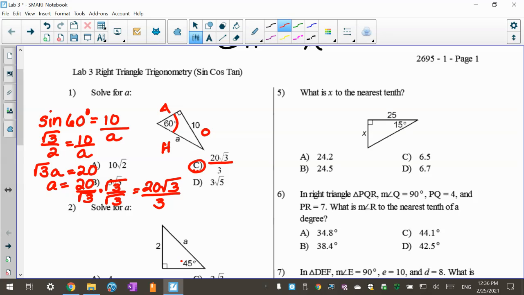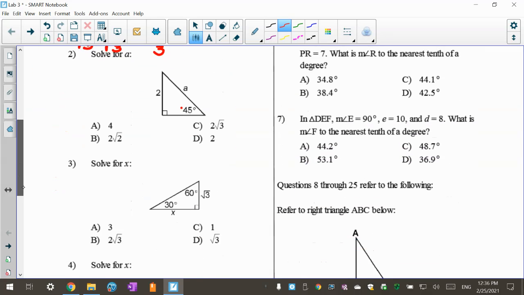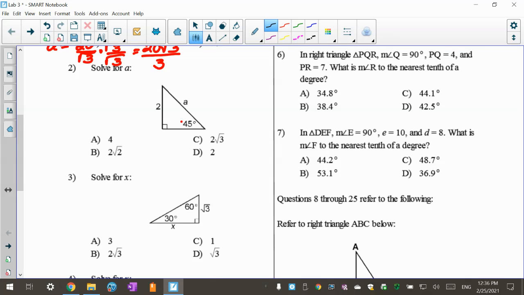If it's not on your table, you don't have to use the radicals, but I want you to practice that using the radicals. Let's try number 2, the exact values. So here's my second one.